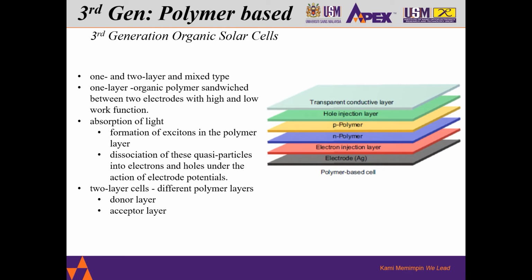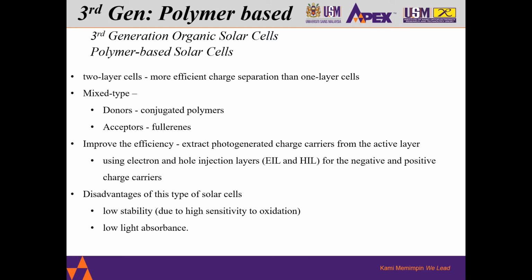Two-layer cells have different polymer layers. One is the donor layer and the other is the acceptor layer. So this is an example of the structure of a polymer-based solar cell: transparent conductive layer, hole injection layer, N polymer layer, P polymer layer, N polymer layer, and also the electron injection layer and the electrode, Ag. Two-layer cells provide more efficient charge separation than one-layer cells.